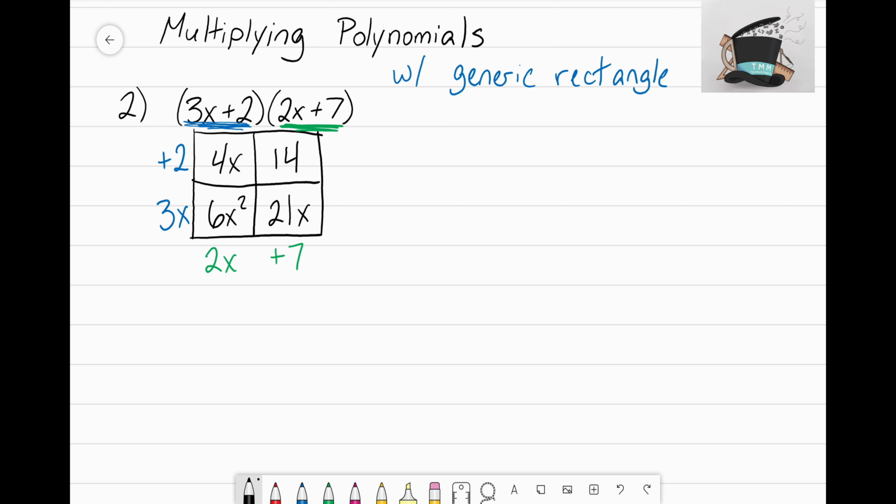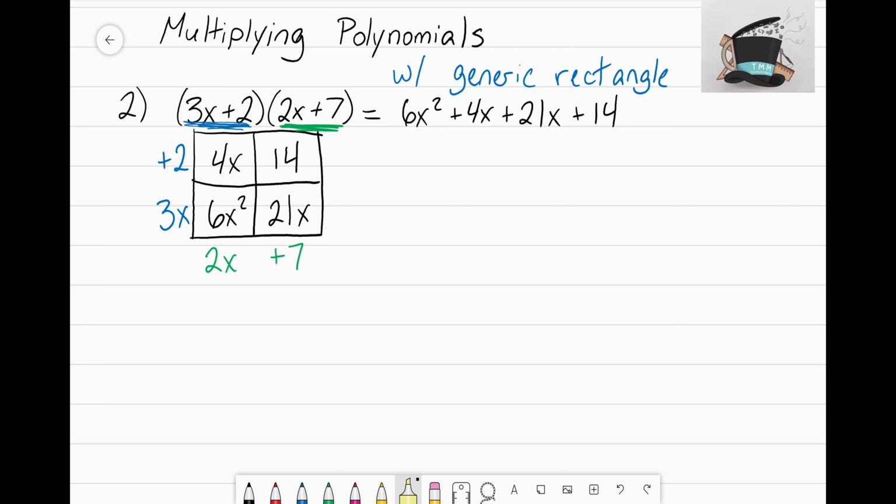I have gotten all of these terms inside by multiplying the outside terms. Our next step is that this product actually equals all of these terms inside, and they're going to be added. We started with our product, and we're going to end up with our sum, which is going to be 6x squared plus 4x plus 21x plus 14. All I've done is take all the terms inside and write them out as a string where each term is added.